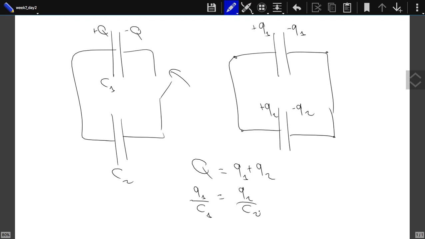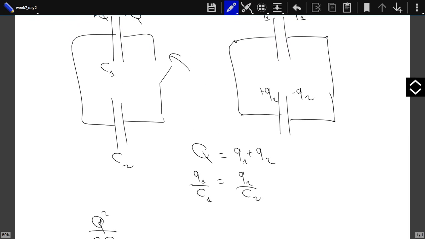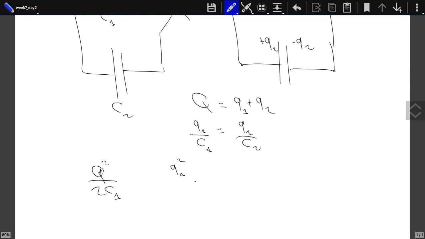Initially, there is no energy stored in the second capacitor, only some energy stored in the first capacitor, and the total energy stored you can write as Q squared over 2C1. Now in the final case, there is some energy stored in the first capacitor. There's also some energy stored in the second capacitor. So if you calculate the total energy stored in the capacitors, that is Q1 squared divided by 2C1 plus Q2 squared divided by 2C2. This is the total energy stored in both of the capacitors, and you should find that these are not equal.